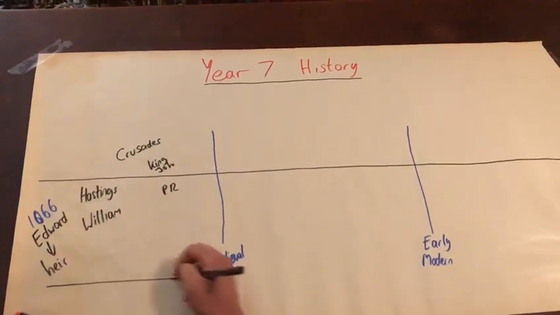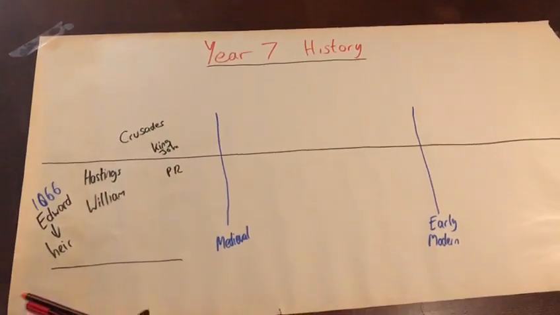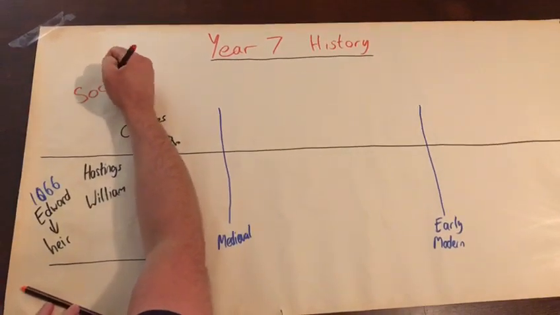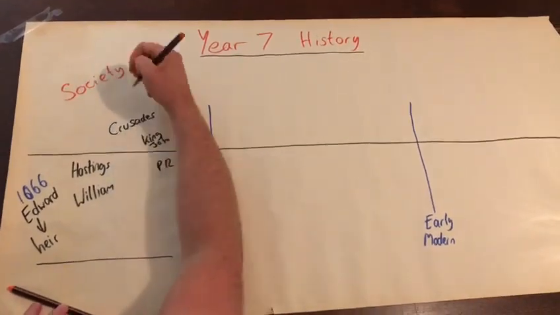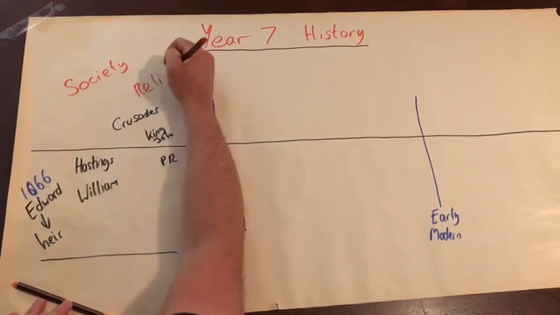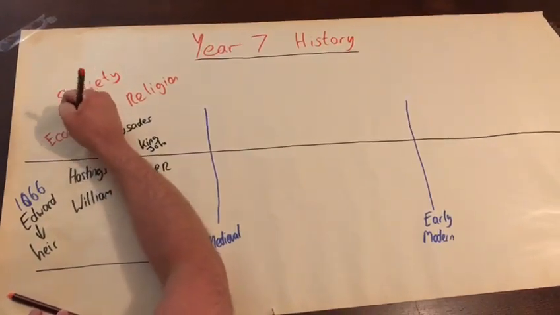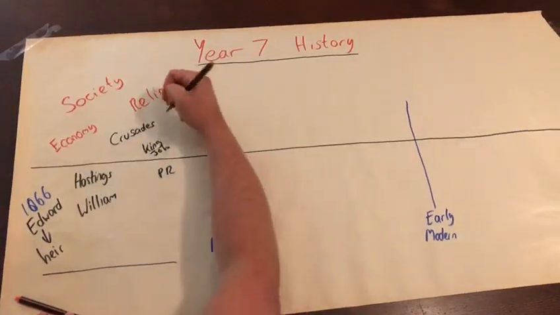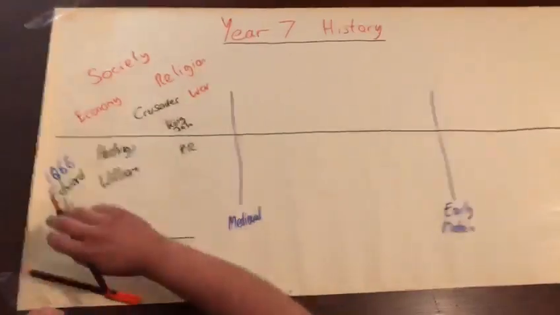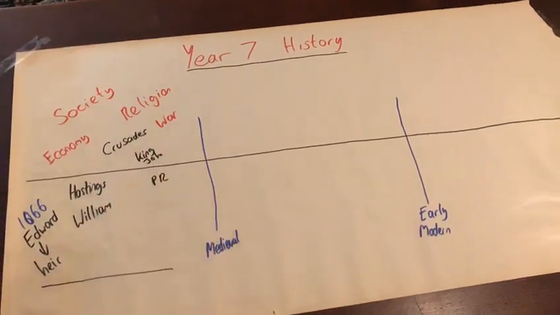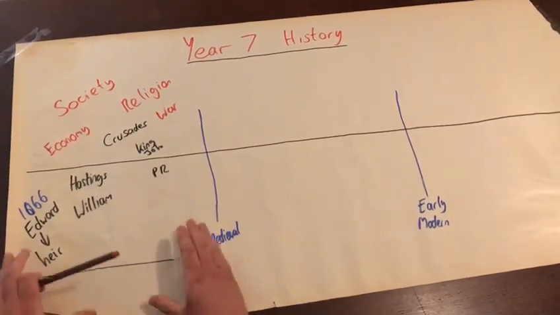Always, these are coming under the different themes, looking at society, religion, the economy, and war. So everything that we do in Year 7 should fit into and does fit into those four themes that we've got there. So when we looked at them, we've looked at the medieval era.